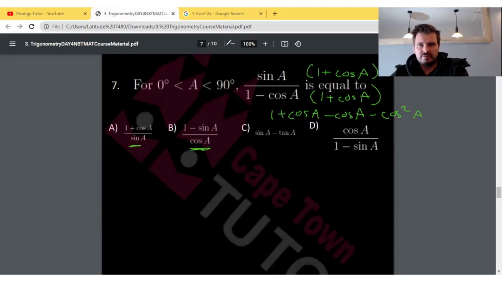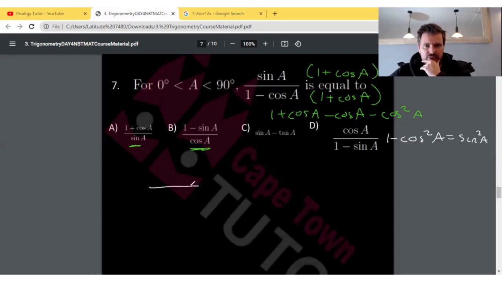And so the bottom ends up being 1 minus cos squared A, which we know is equal to sine squared A, right? So 1 minus cos squared A is sine squared A. So the bottom is sine squared A. So I'm just going to do the bottom there. So we saw how I did the bottom to get sine squared A.